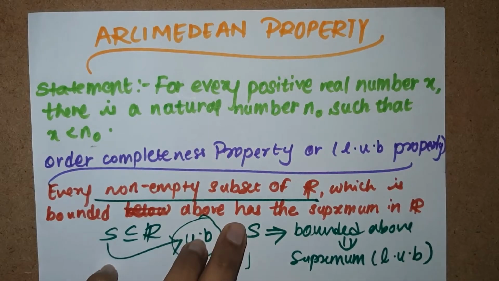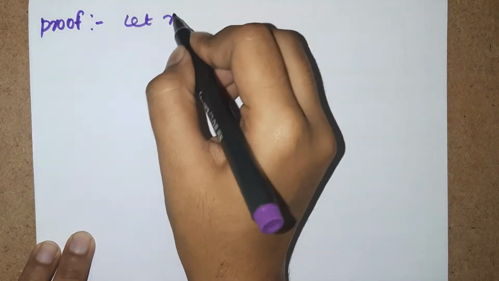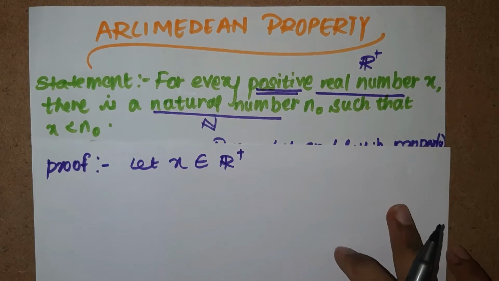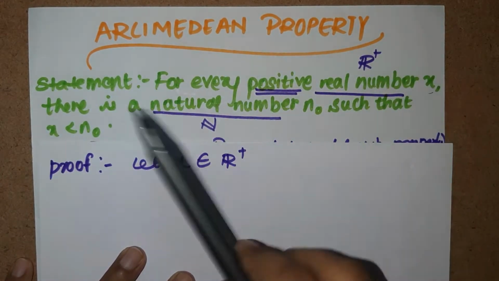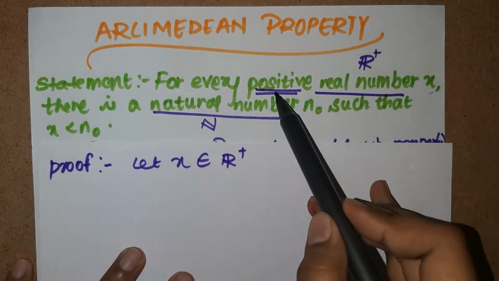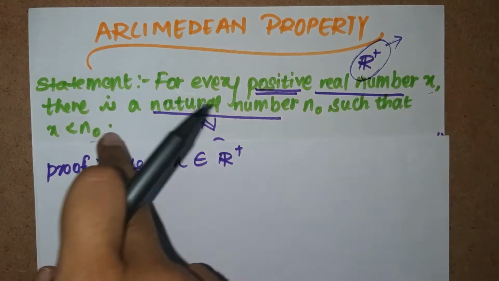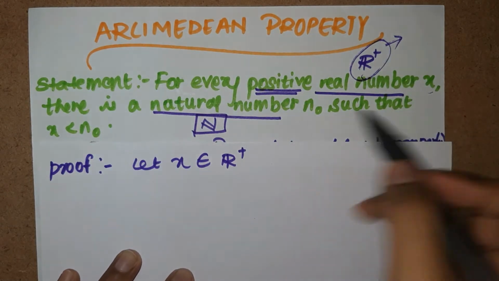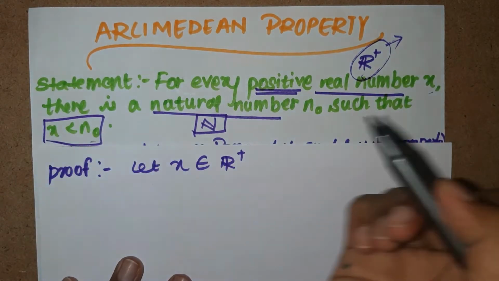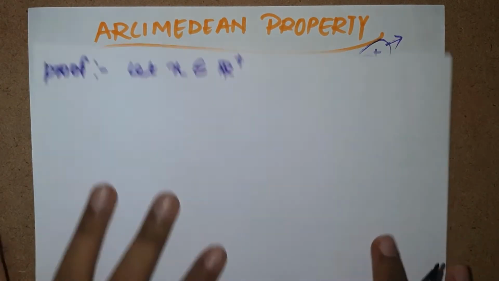We will see the proof of this now. The proof: let x belong to the positive real numbers. According to our Archimedean statement, for every positive real number x, real number is represented by R, and positive is represented by a plus sign above it. Then there is a natural number, represented like this, as we all know, and then the condition x is less than n naught. We're going to use all of this information in our proof.